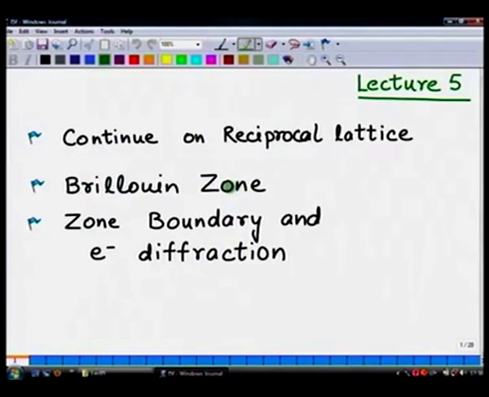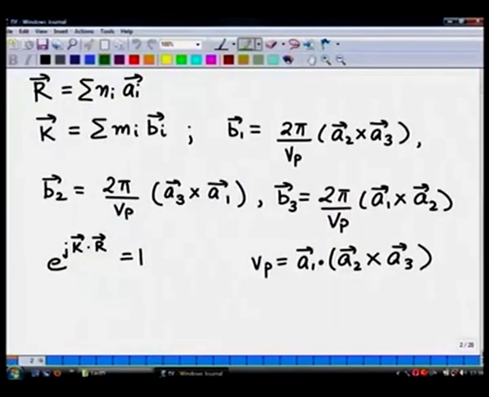And then why are we doing Brillouin zone? Something very interesting will happen on the zone boundaries. On the zone boundary, the boundary of Brillouin zone, something will happen, and that is related to electron diffraction, and therefore, any electron wave which conducts, because of which conduction happens, something will happen to that. So, those are the three topics which we will cover today. So, let us recall what we did in lecture number 4.